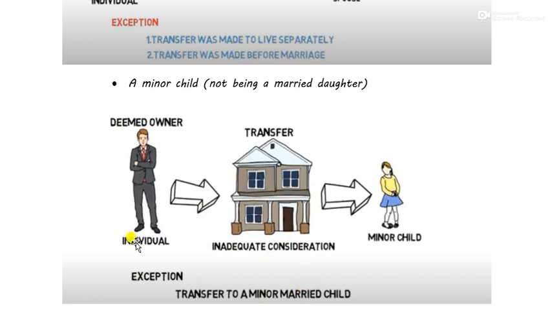Acha, if Mr. A transfers his house property to his son who is a major, then the son shall be considered as the owner of house property. But the condition should be that he transfers his house property to his minor child, that too for inadequate consideration. The only exception is that if the transfer is made to a minor married child, then the minor child shall be considered as the owner of house property.